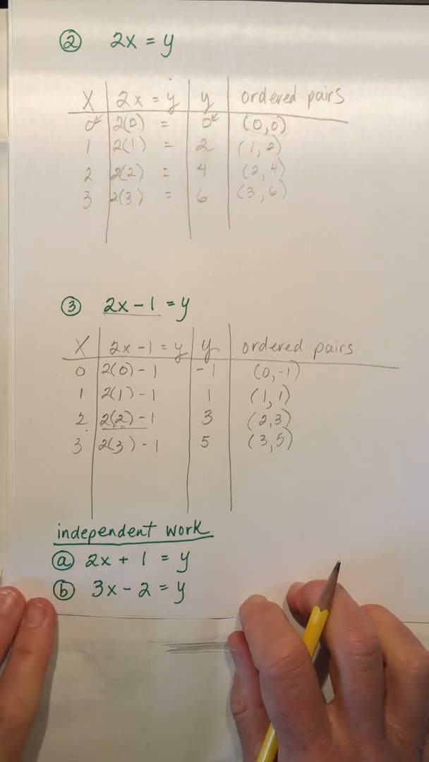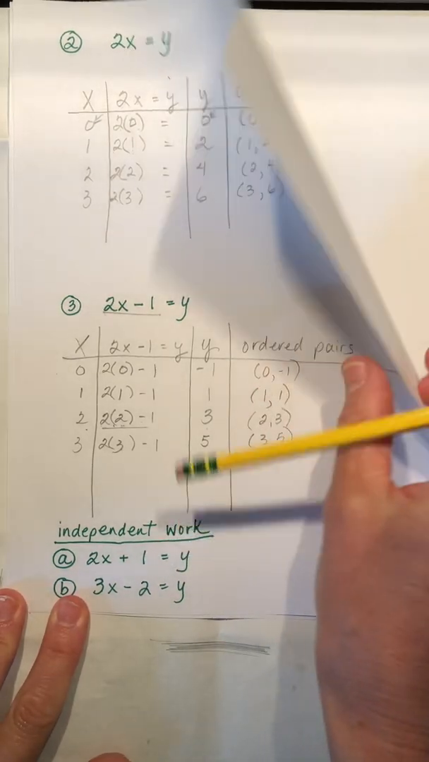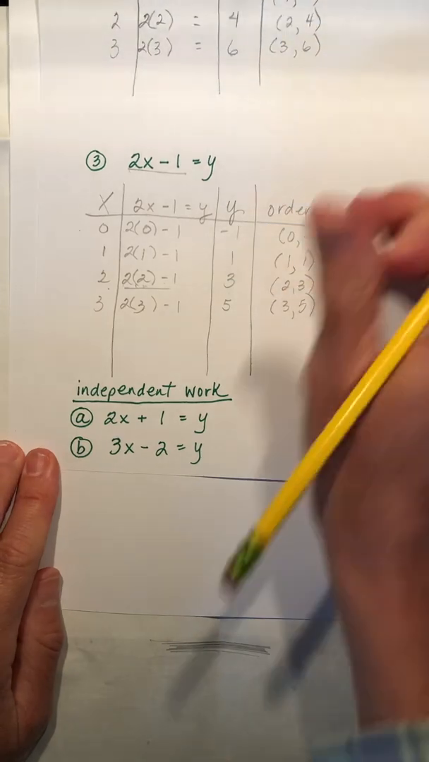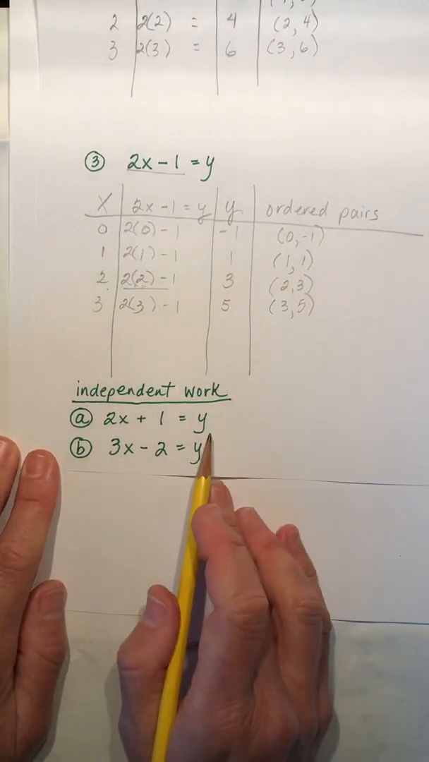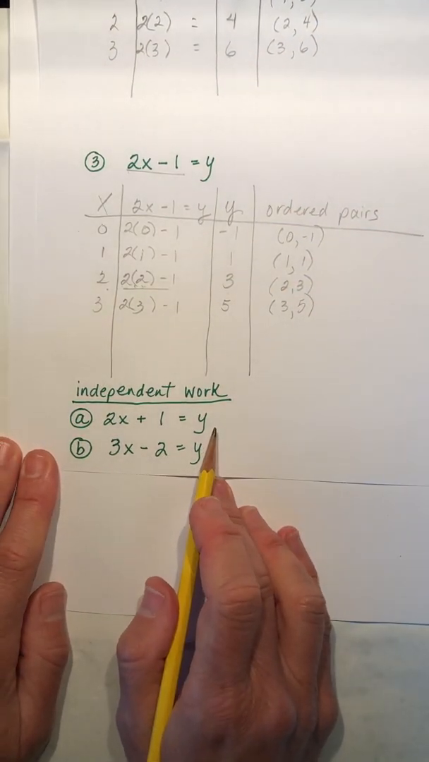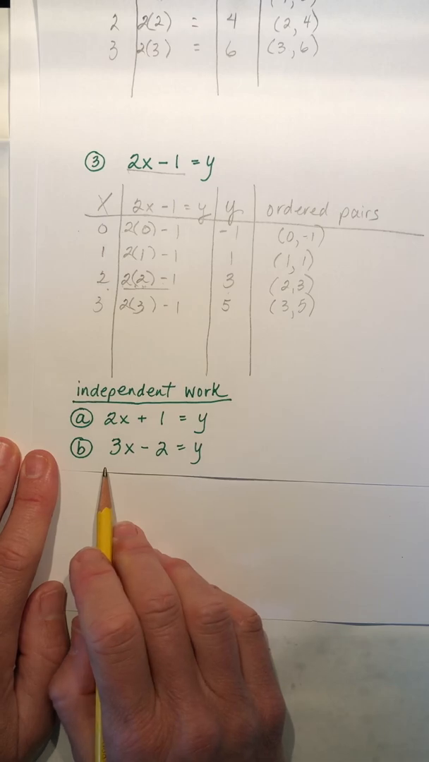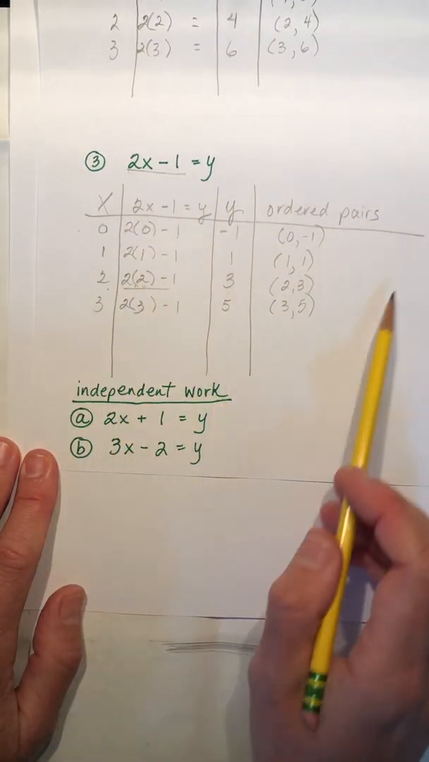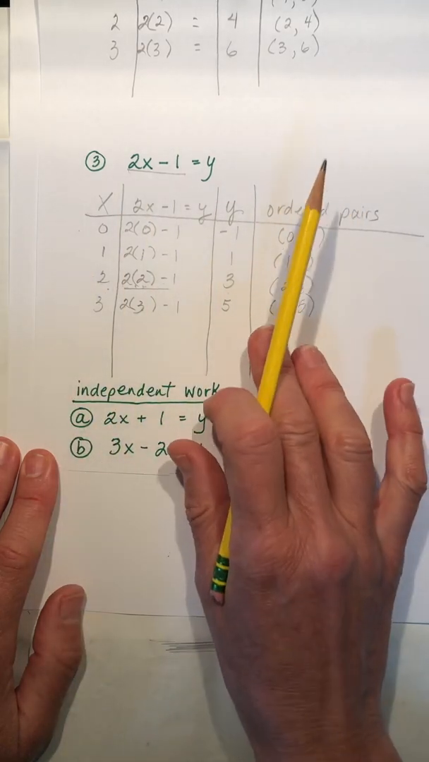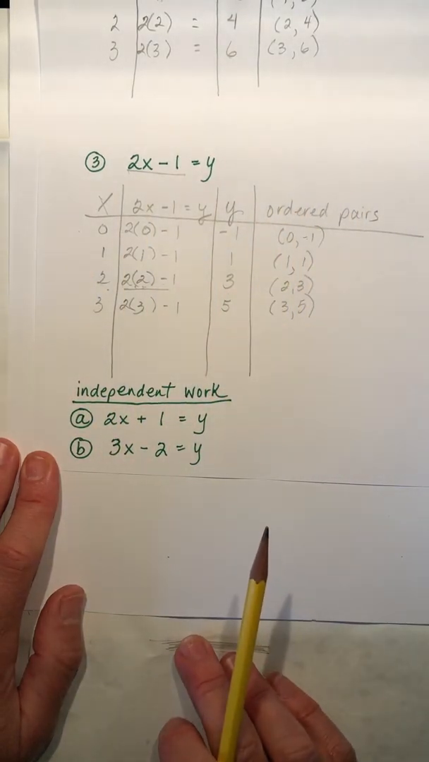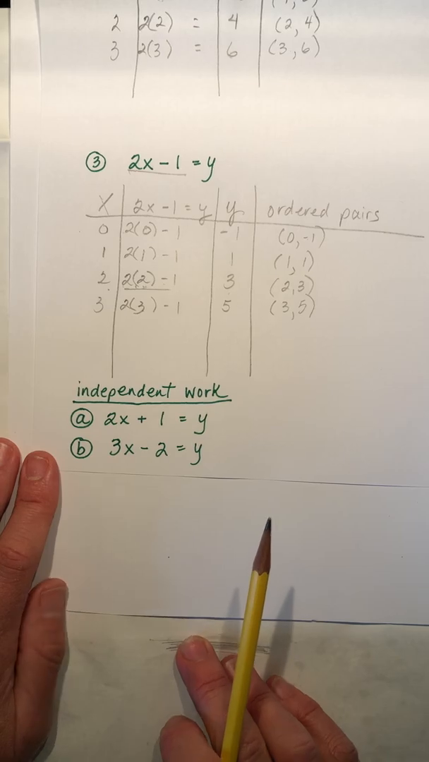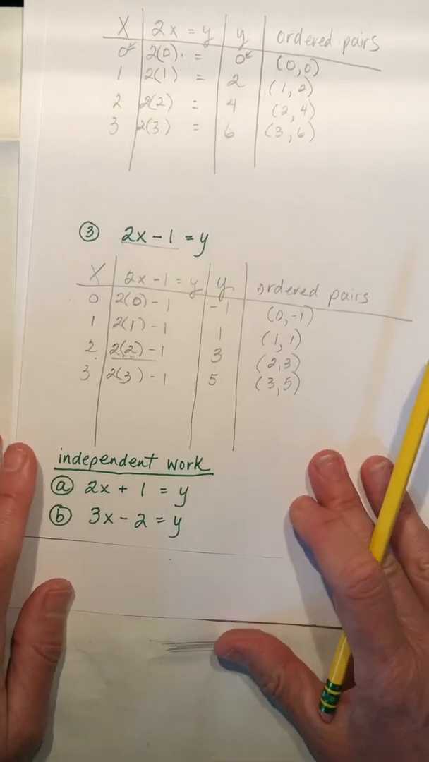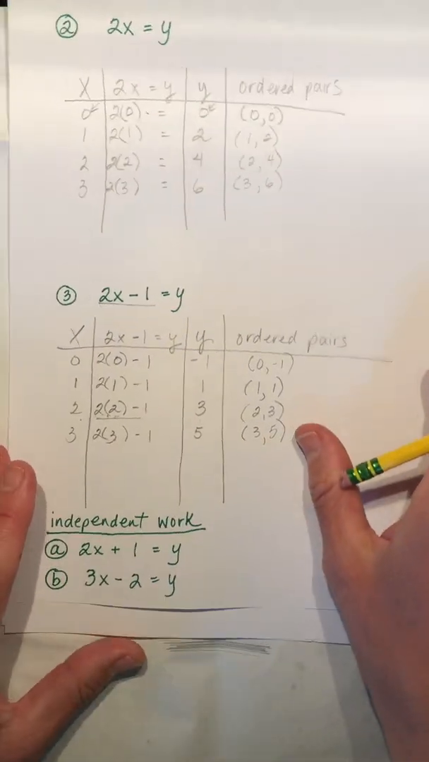So what are you doing as your independent work? You're going to take these two equations right here. 2x plus 1 equals y, and 3x minus 2 equals y. And you're just going to be creating a table of values like the 3 that we just did. So this gets a little more complicated than some of the things that we've been doing recently.